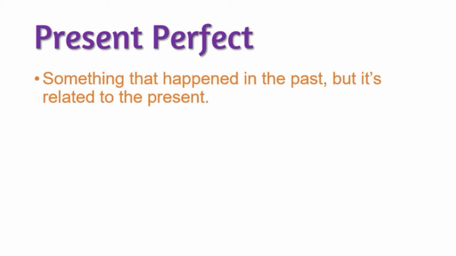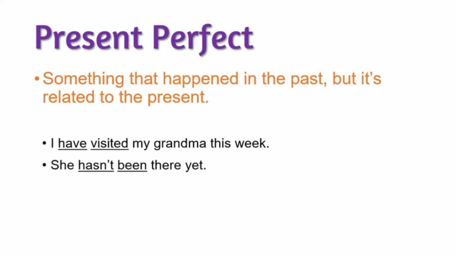So, for the present perfect, what we have is have as an auxiliary and another verb in the third column of the very same famous table you probably have. I visited my grandma this week. I have visited my grandma this week. She hasn't been there yet.